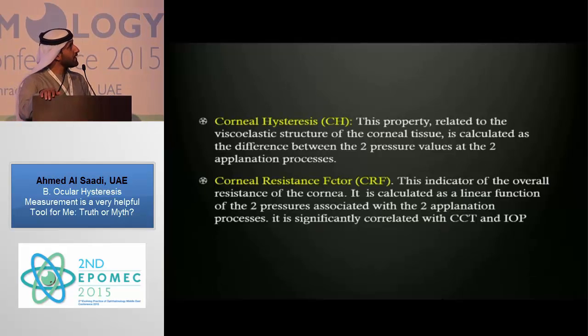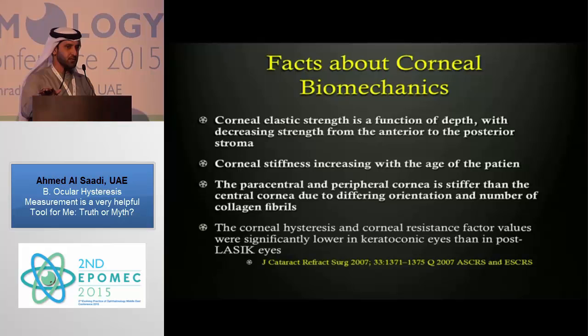So there are certain facts that have been shown, whether invasively or noninvasively, especially in labs, where they removed parts of the corneas from different areas, and what they concluded is that corneal elastic strength is a function of the depth. So we know that the strength of the lamellae decreases as we go deeper. This is number one, and I think this is what everybody was alluding to yesterday when we were talking about corneal cross-linking. Corneal stiffness increases with age.